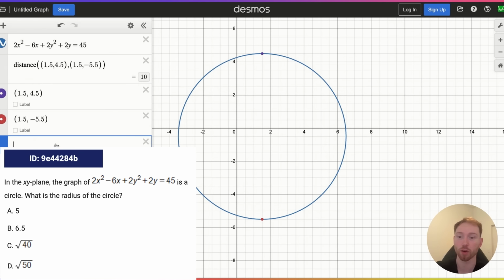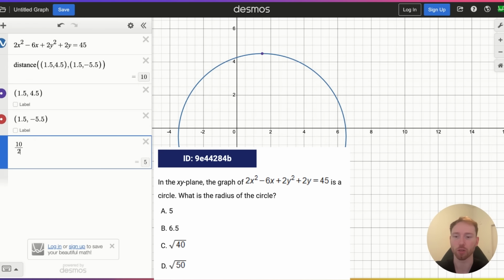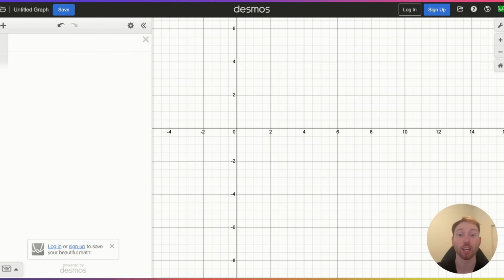That's the diameter. So if I want to find the radius, I just take 10 and divide it by 2. And that tells me my radius, which is 5. And that'll be the correct answer for this question. Take a look at this next question.